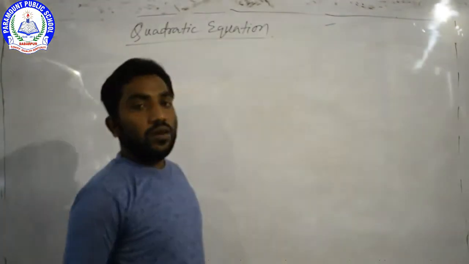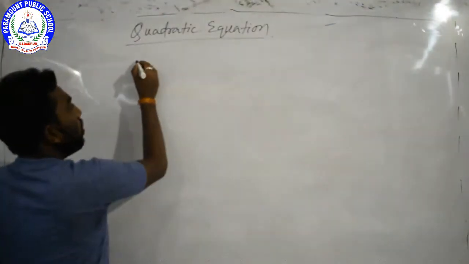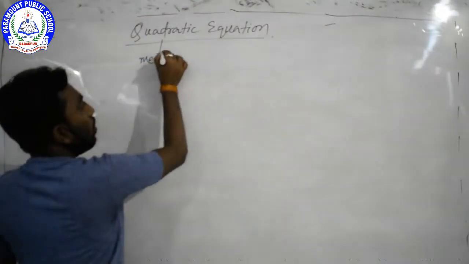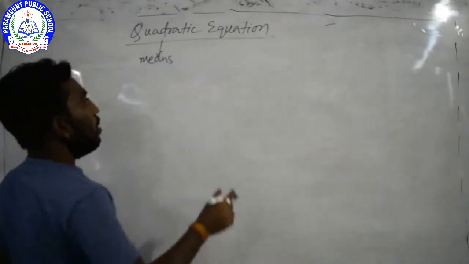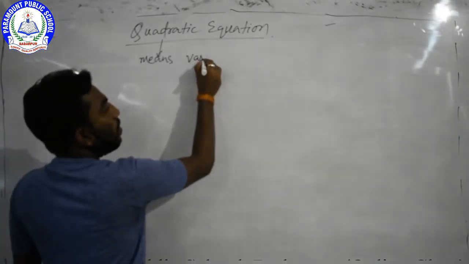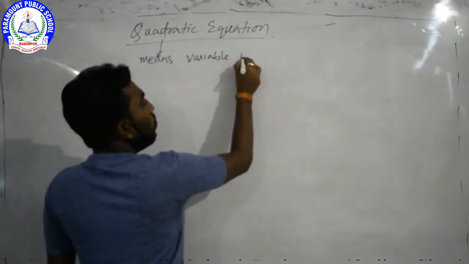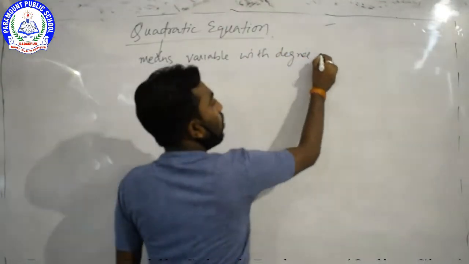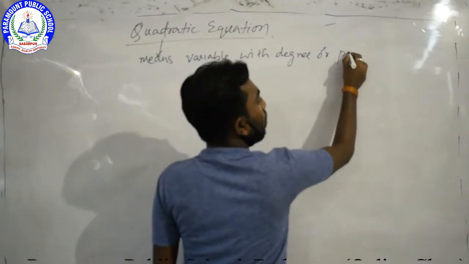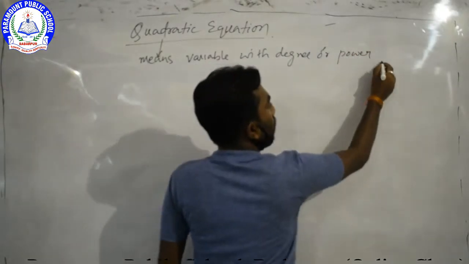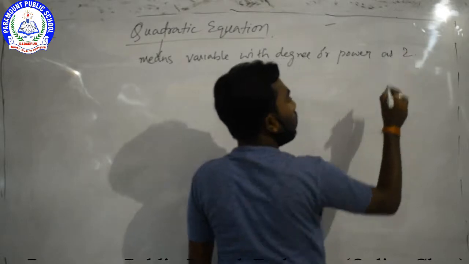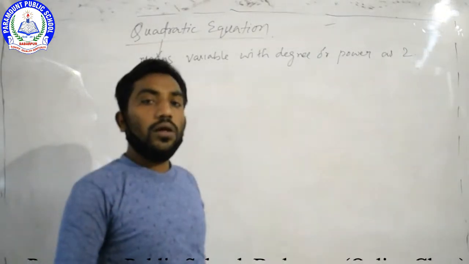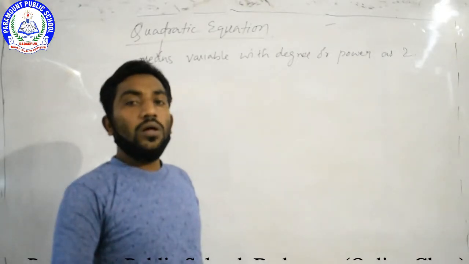So what is a quadratic equation? Quadratic equation means a variable with degree or power 2. Quadratic equation means a variable having power or degree 2.